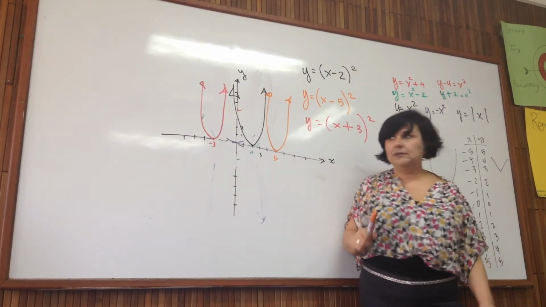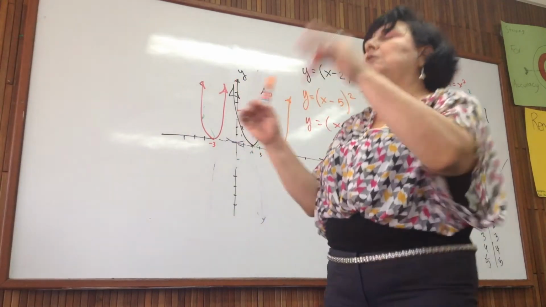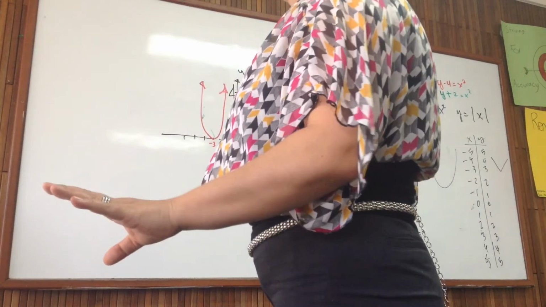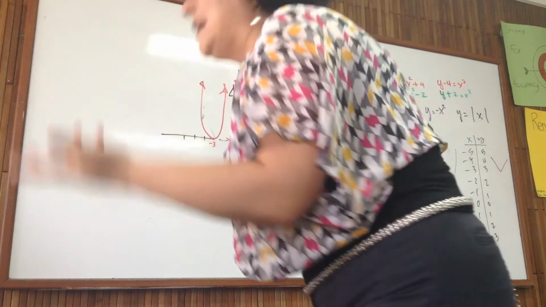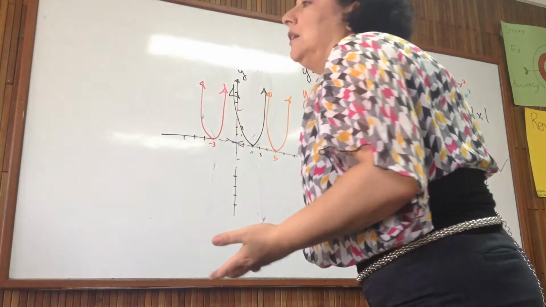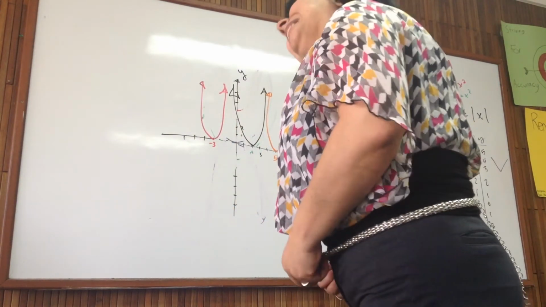But why is it squared? Right now, don't worry about the square part, okay? Why is it squared? Because it is. That's what makes it a parabola. If it weren't squared, it would be a line, wouldn't it?